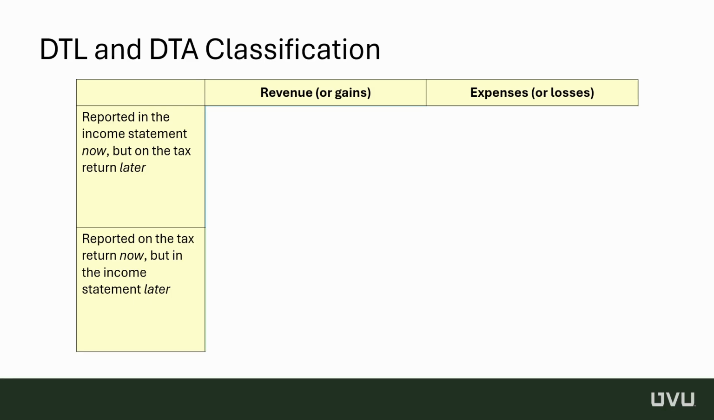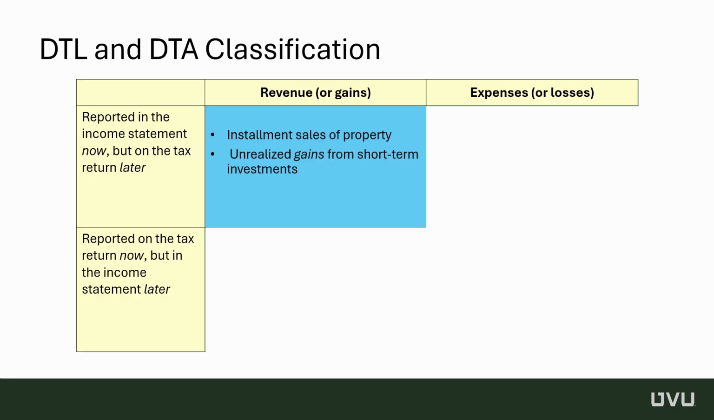And I'm going to go through this with this 2x2 matrix where we can see that temporary differences can stem from both revenues or expenses. How they're handled depends on whether they're reported on the income statement today, but the tax return later, or vice versa. I'll start in that top left quadrant by talking about installment sales of property.